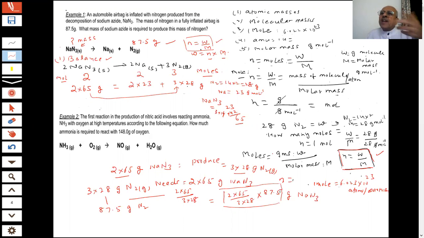We are using moles. Why? Because the mass of the molecule and atom is very, very small, students. When I talk of moles, they come in grams, which can be used in everyday life. I cannot measure 10 to the minus 24 grams, student. Therefore, I'm not talking of molecules. I'm talking of moles. So we are using moles in chemistry. We're not talking of one molecule. One molecule is very small.